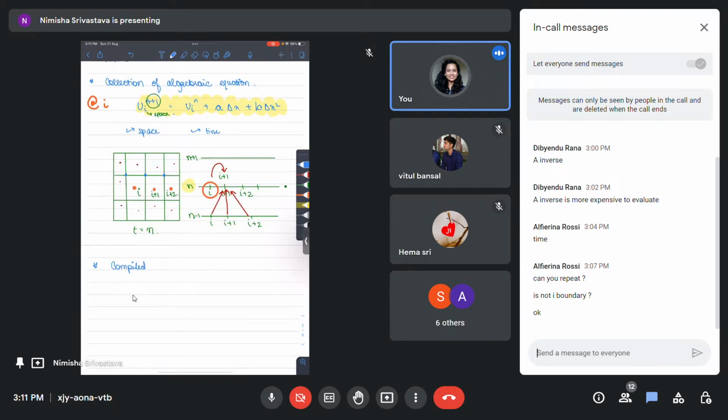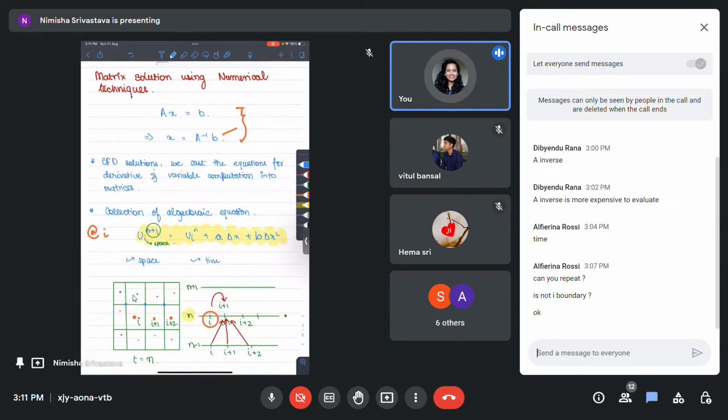Compiled equations for the entire domain or mesh are in the form of a matrix. Okay, so now we have gotten to why we are looking at matrices in the first place. Now that we've gotten our matrix, we will look at Ax = b, which implies that x is equal to A inverse b.